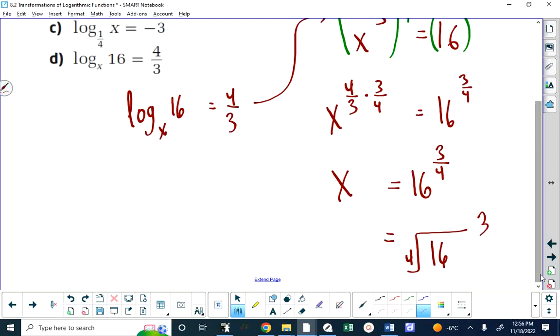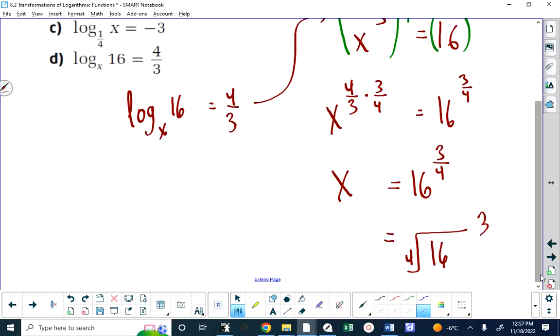And I think it's important that you know that. It's not just a matter of putting it into your calculator. When you have a fractional exponent, the denominator is a root of the base. The numerator is an exponent applied to the base. 4th root of 16 is 2, because 2 to the 4 is 16. 2 cubed is 8. Good. Other questions? McKenna?